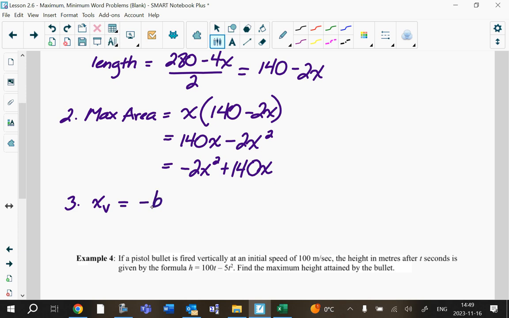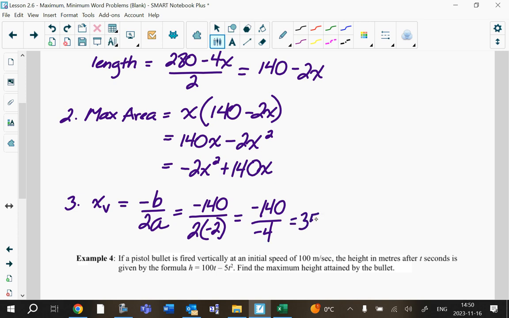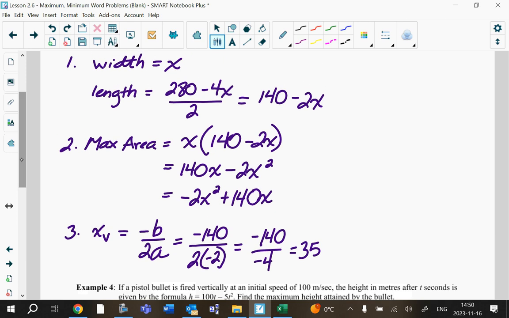Using the quadratic function, we got to go negative b over 2a. So we get negative 140 over 2 times negative 2. That gives me negative 140 divided by negative 4, which gives me what? 35. What does that 35 represent? The width. Good. And if I know the width is 35, how can I calculate the length? Just plug 35 into here and calculate this.